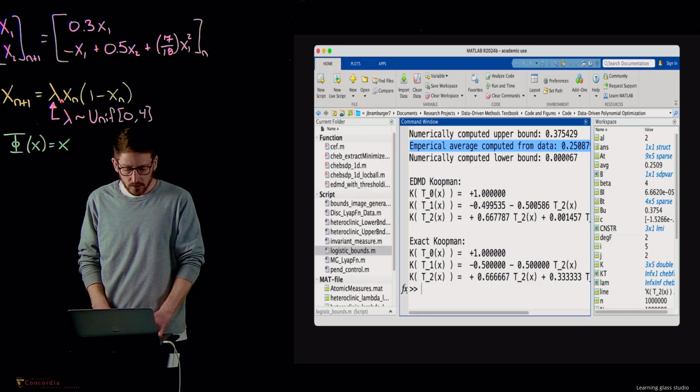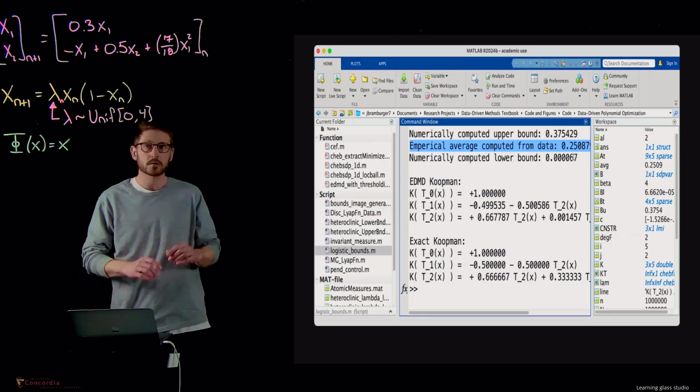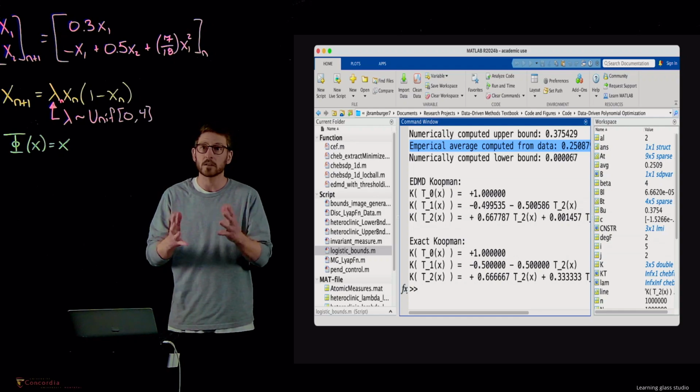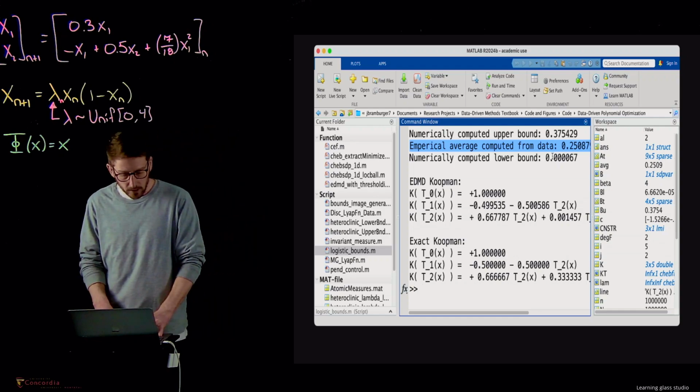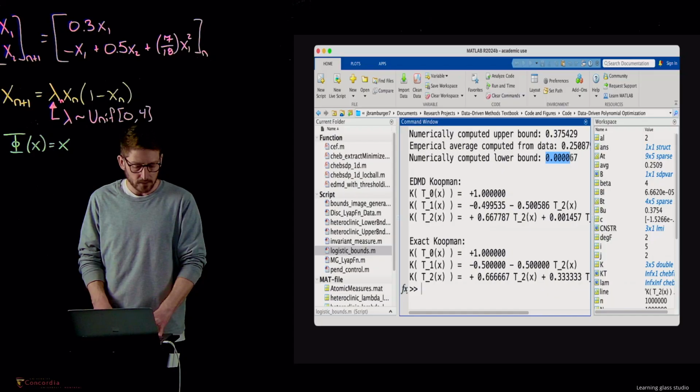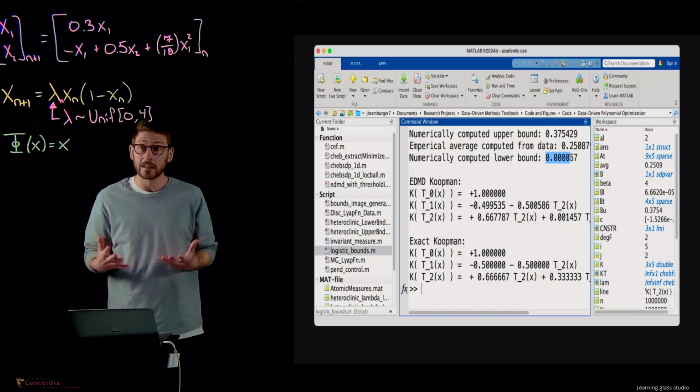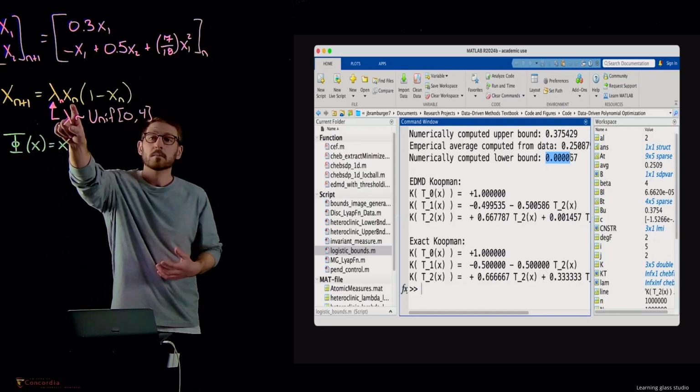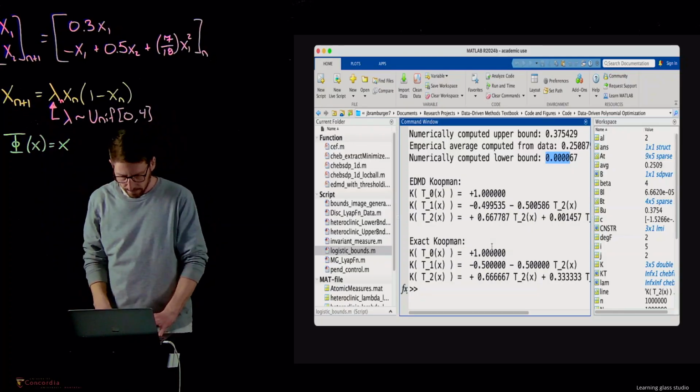And then you can also look at lower bounds as well, just by reversing those inequalities. We talked about this for the Lorenz system. The numerical lower bounds are very close to 0, and that's good because the exact lower bounds are also close to 0, because 0 is a fixed point of this system.